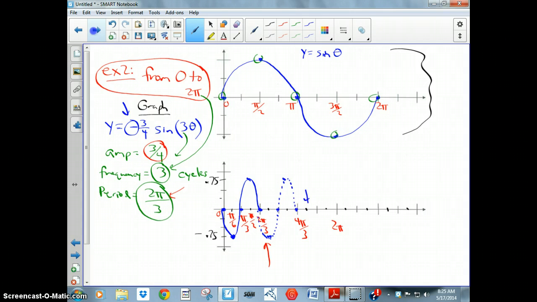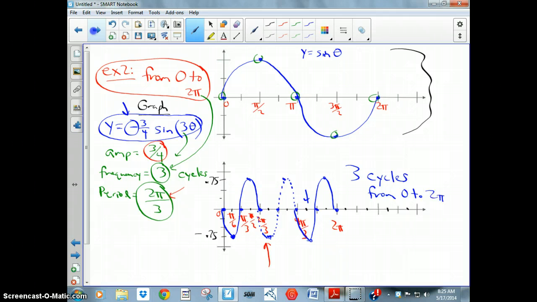So at this line, again, I'm down at the minimum. Here I'm back at 0. Here I'm at the maximum. And then at 2 pi, I end back there again. Now I'm going to draw a solid line to represent the third cycle. So that way you can kind of see the difference. So roughly it matches that. That is the graph of negative 3/4 sine of 3 theta. It has 3 cycles from 0 to 2 pi.